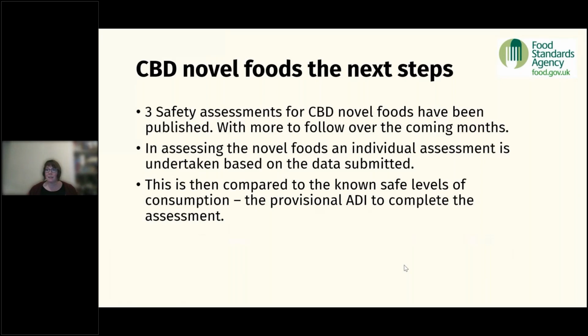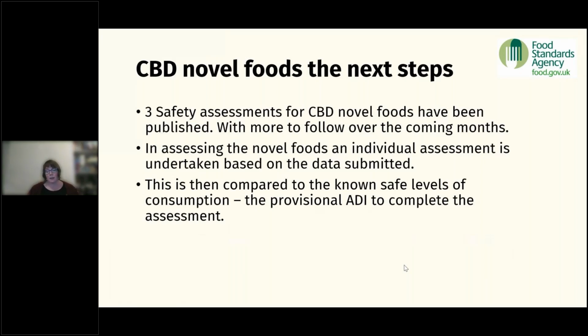These are primarily in the 98% purity CBD group, with work expected to continue with some of the other groups in the following months. For each of the novel foods, we would assess the data that they provided for their novel food on an individual basis.